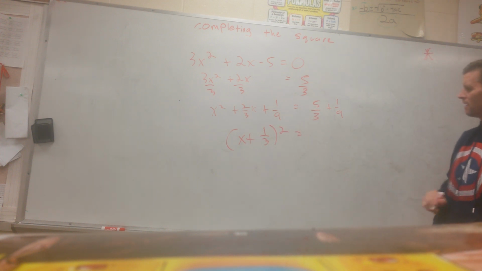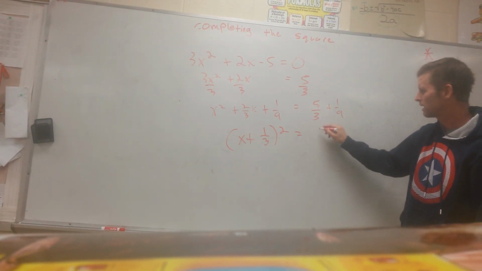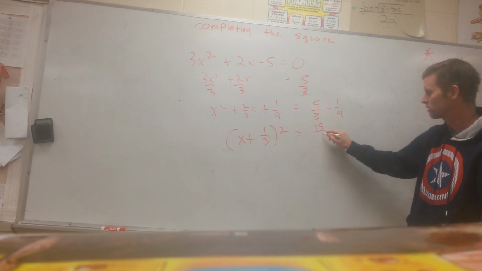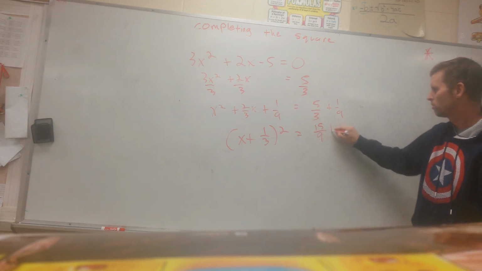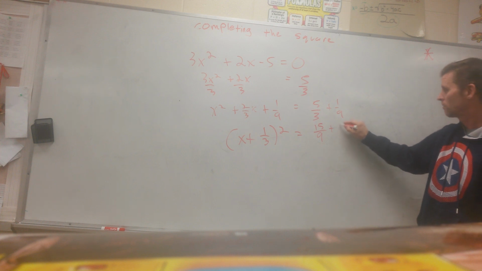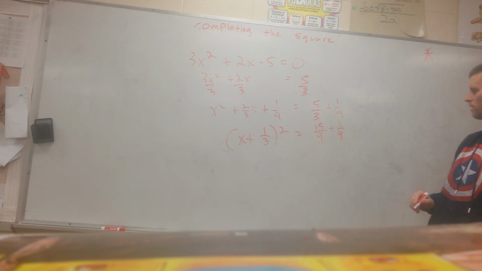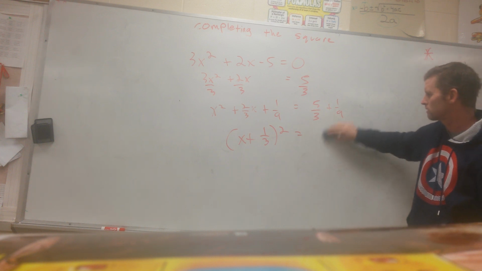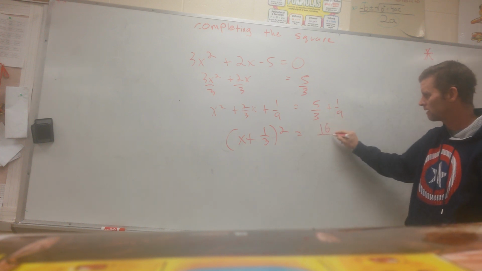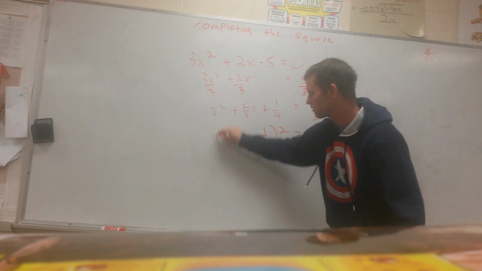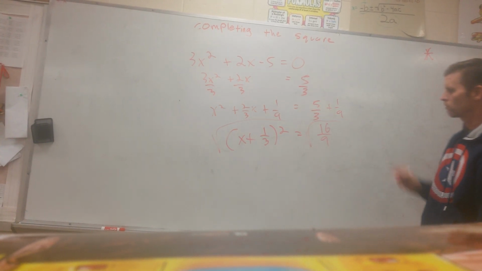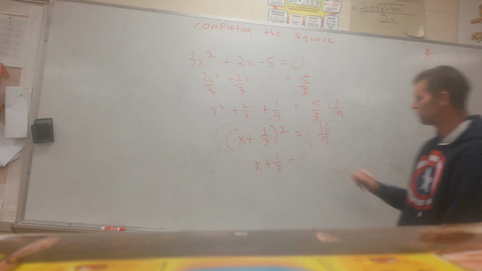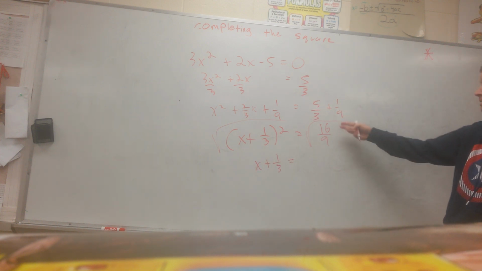Here I need a common denominator. So I get, let's see, 15. Oh, this is going to come out. This is pretty cool. 15/9 plus 1/9. That's 16/9. I'm going to just be lazy and not rewrite the step. That's 16/9. And then I can square root. And x plus 1/3 equals, the square root of 16/9 is easy. 4/3.